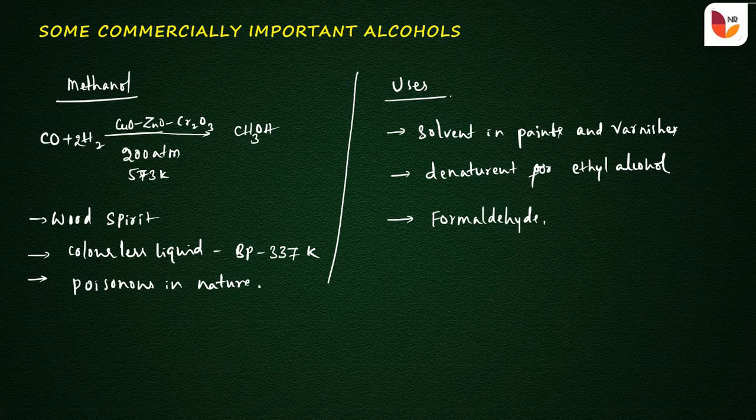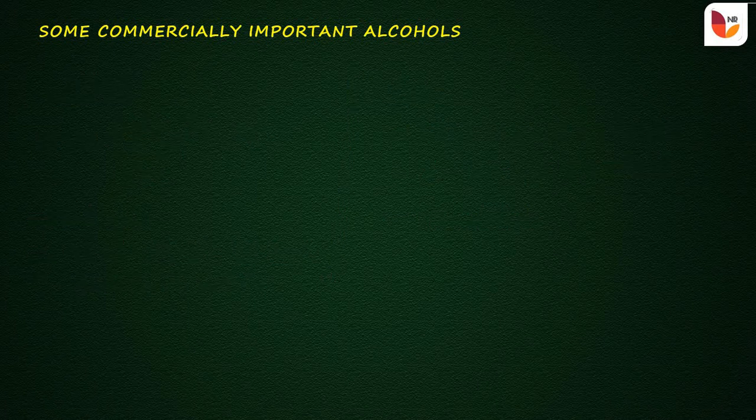Let us see the importance of ethanol. Commercially, ethanol is prepared on a large scale by hydration of ethene, as discussed in the preparation of alcohols, and by fermentation of carbohydrates. Fermentation is the oldest method for making ethanol from sugars.